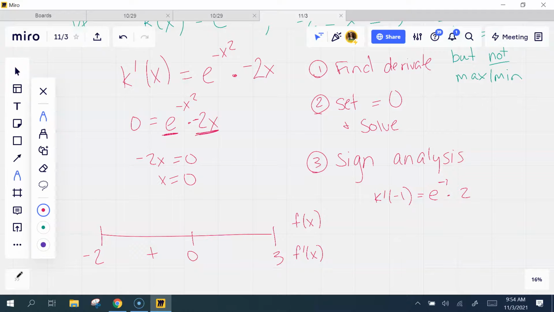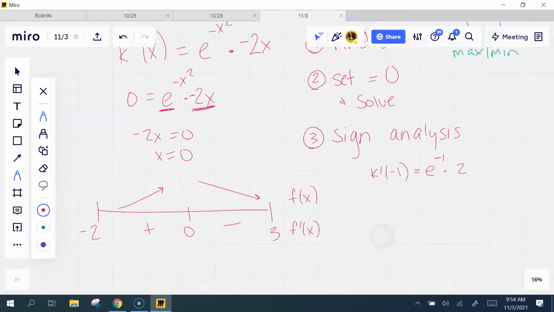Okay. Same thing over here. If this is a positive one, is my derivative positive or negative? It's negative. It is negative. So that means my function is increasing and decreasing. So e to the negative 1 times 2 is positive. Well, this is negative 2. But yes, this will be positive because this is 1 over e times 2. This is a positive times a positive, which would give you a positive.